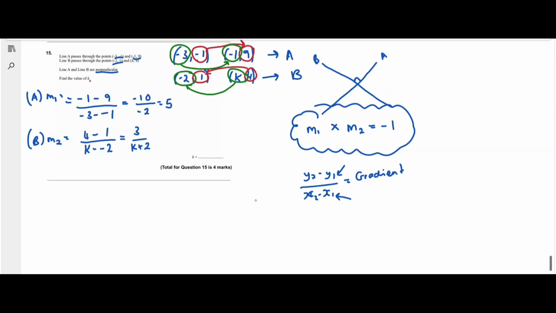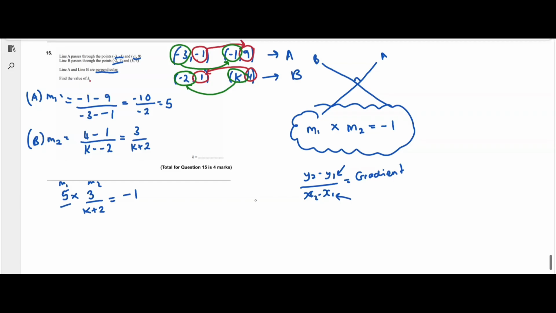So now I'm going to have to use this formula, M1 times M2 equals -1. My two gradients multiply together to give me -1. So that's going to enable me to work this out. You'd have more space than this, but I'm going to go down here because I'm running out of room. So M1 is 5, multiplied by M2, which is 3 over K plus 2, I know is equal to -1. That's me multiplying my gradients together and getting -1. I'm just substituting it into the formula.